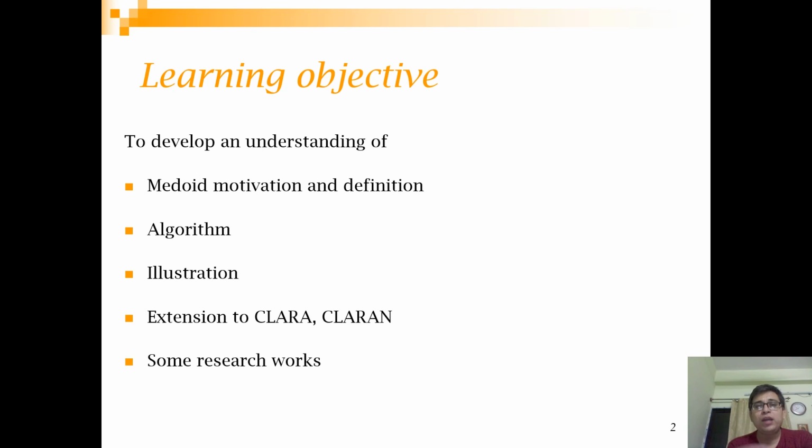So what we initially try to understand is what this medoid is, what the motivation for it was, and how I define one. When we look at motivation, we want to see what makes us move away from means. Then we look at the algorithm, an illustration, and some of the issues and how they are solved with improvements like CLARA or CLARANS. And then we'll briefly touch upon some of the research works. So this is the rough plan.